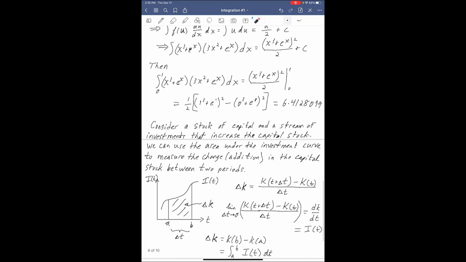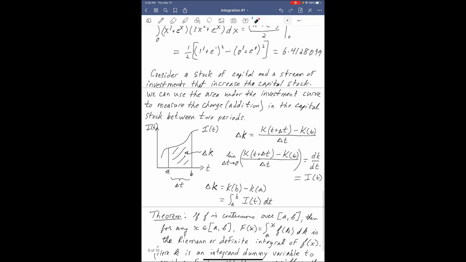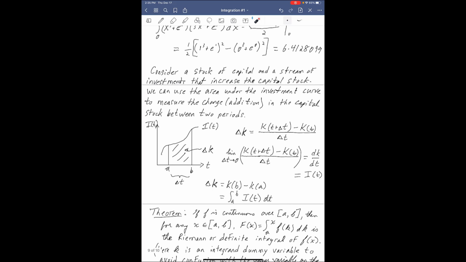Now, as an example, consider a stock of capital and a stream of investments that increase the capital stock. We can use the area under the investment curve, if we know it, to measure the change or addition in the capital stock between two periods. So here's our problem in outline. We have some function I of t, our investment function, the amount we invest in every time period, and we want to know what the effect is on the capital stock between time period A and time period B. So this is our delta t. This shaded area here is our change in the capital stock.